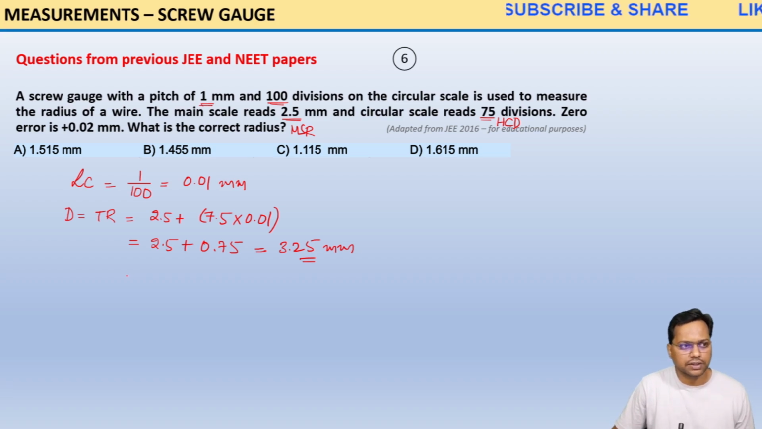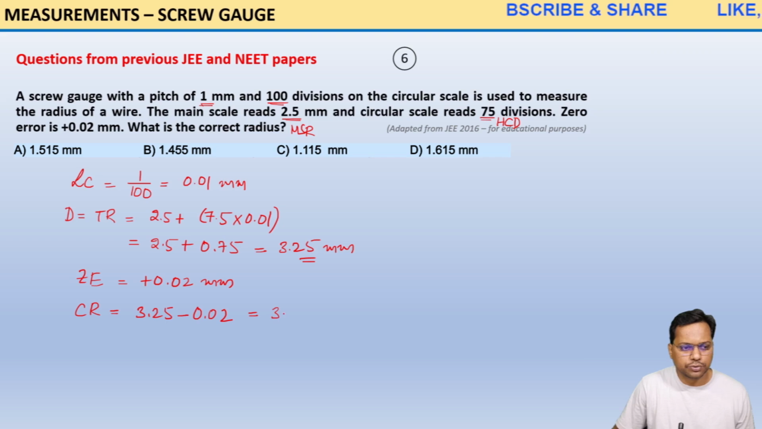Now the given screw gauge has a zero error, that is plus 0.02 millimeter. So this is positive. Therefore, we need to do the correction for the final reading, that is 3.25 minus, the correction is negative since the zero error is positive, minus 0.02, that gives 3.23 millimeter. So this is the diameter.